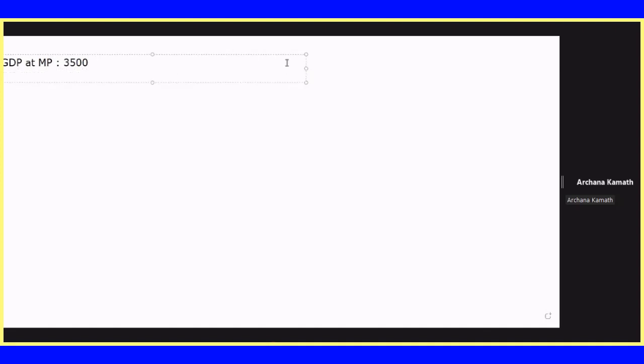3,500 is your GDP at market price. Depreciation is given as 500. NFI of this economy is 1,000. Indirect tax of this economy is 600 and subsidies provided in this economy are 400. You are supposed to find the national income. Calculate national income.